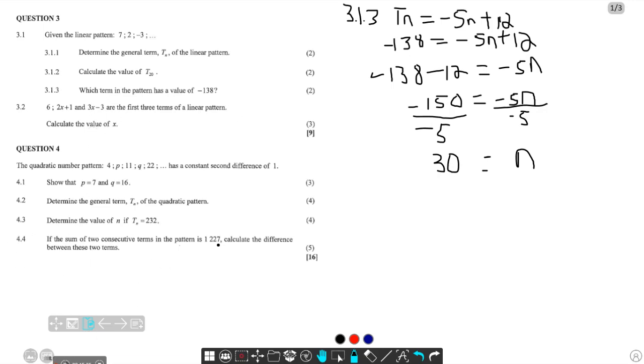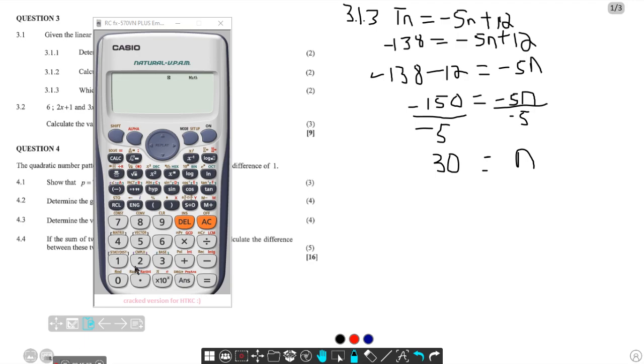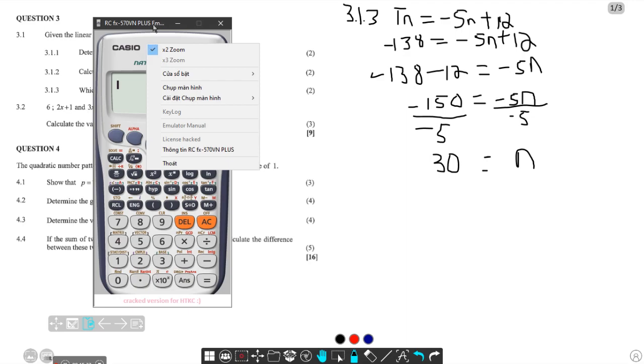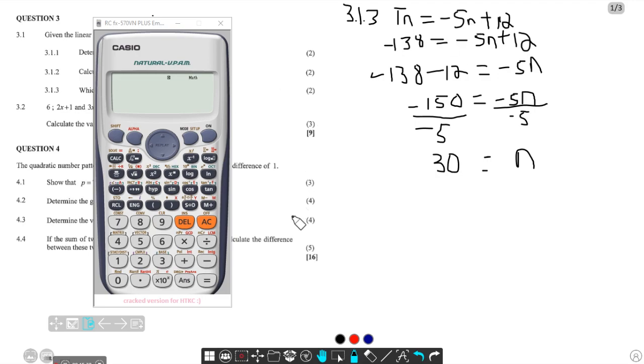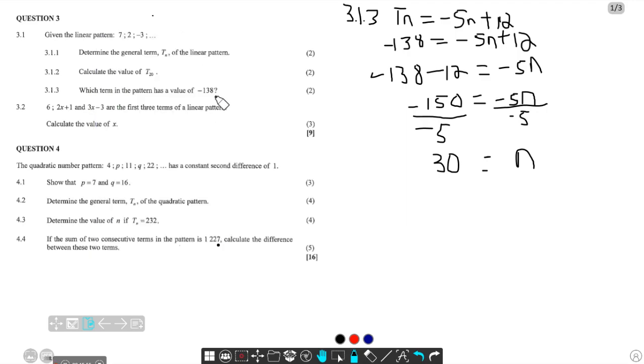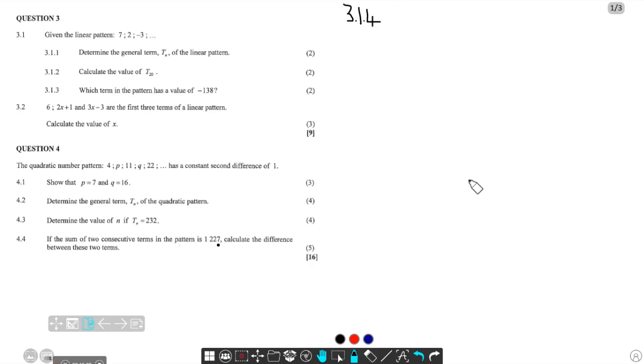We can try it with our calculator just to check. Right, so here's our calculator. So you're going to go to your formula. Our formula was negative 5, and then n we got 30. So it is very wise to just double check your answer, to check if it's going to give you the very same answer. We get negative 138. So our answer is correct. Now we move on to 3.2.